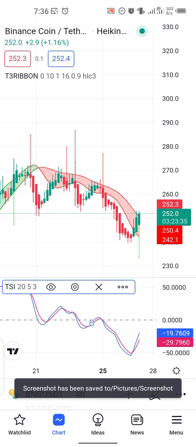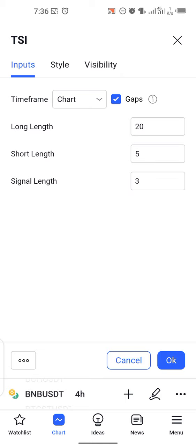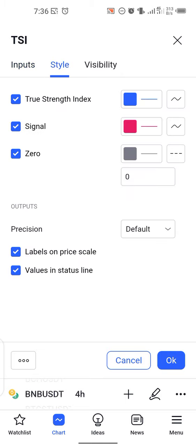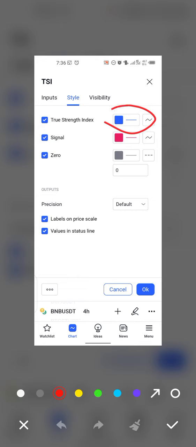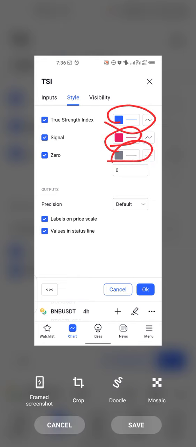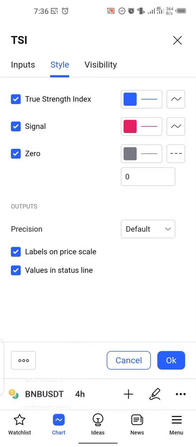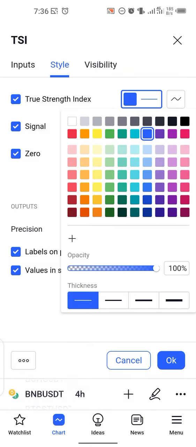So we shall tap on the name again, tap on settings, and now we are going to go to the style, the true strength indicator. So we tap on the style, then we start from here, then here, then here. All right, so that's what we're going to do. Now let me tap on the blue, and when I tap on the blue, I'll choose the thickness. The thickness is such that we're not having the same thickness, right?